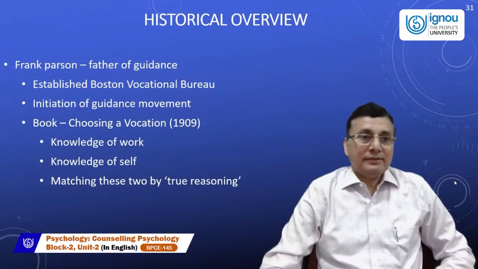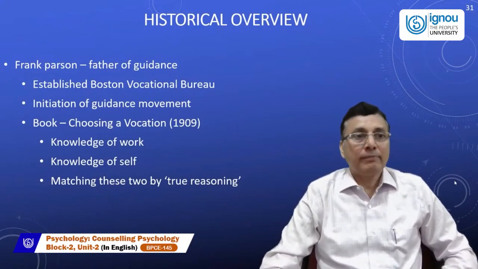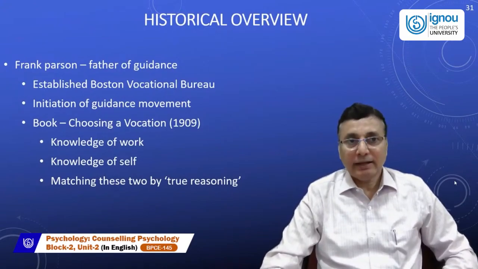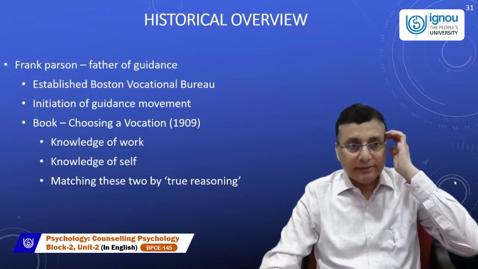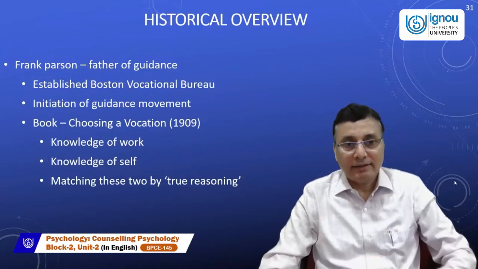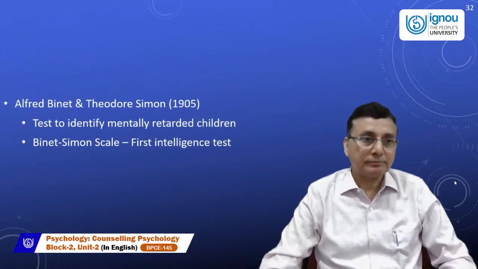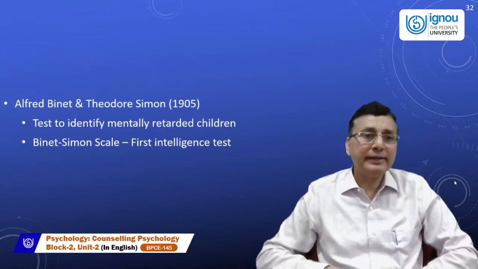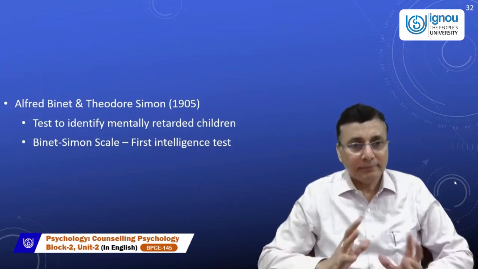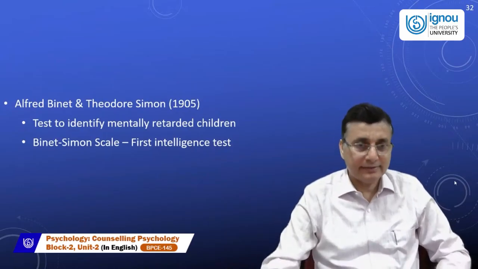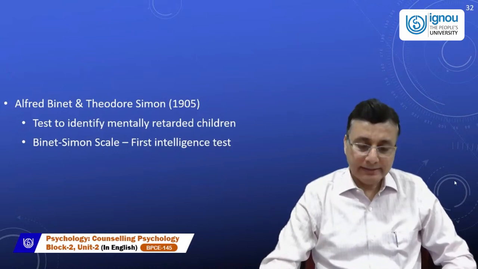So basically, you see Frank Parsons, considered the father of guidance, established the Boston Vocational Bureau. So it is basically the initiation of the guidance movement, and he has written several books also. Whereas Alfred Binet and Theodore Simon in 1905 developed the first intelligence test, which is called the Binet-Simon test.